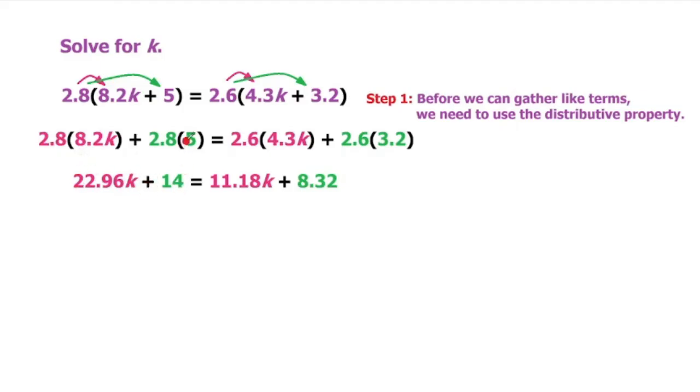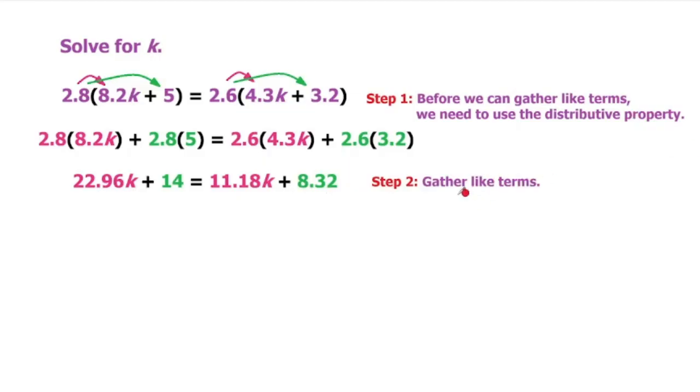22.96k plus 2.8 times 5 is 14. And then you multiply this side out as well. So 2.6 times 4.3 gives you 11.18k plus 8.32, because 2.6 times 3.2 is 8.32.